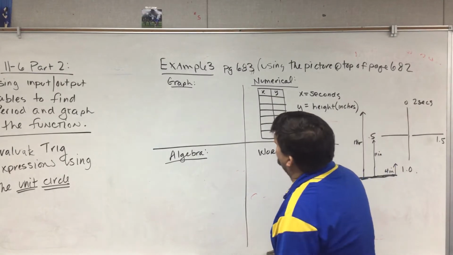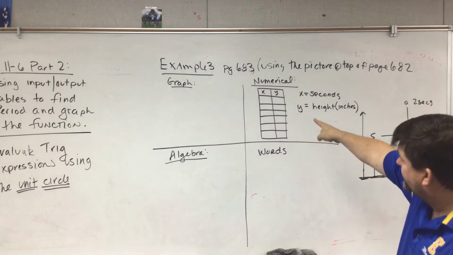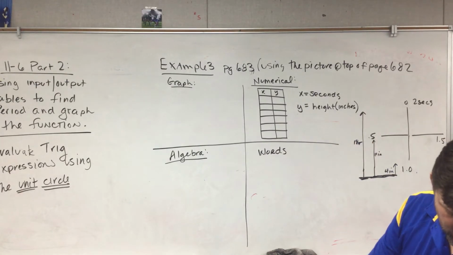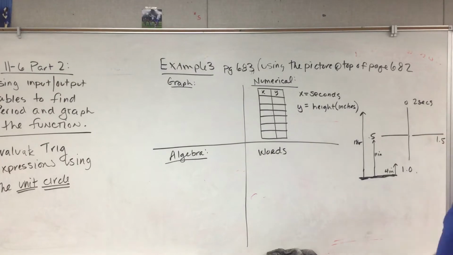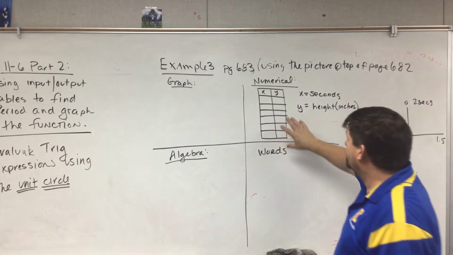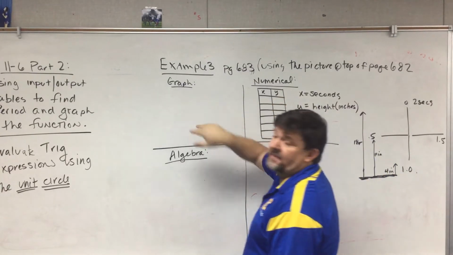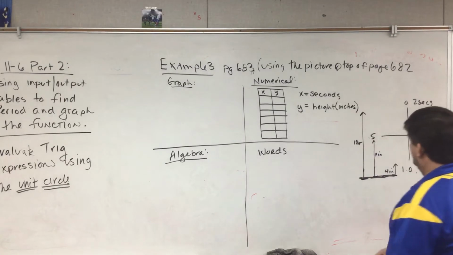So let's talk about what they want. They want us to make a table, which I have drawn up there. We'll make that table, we'll identify the period, and then we're going to graph the function. I would actually do it opposite. I would do the third part. Once we make the table, I would graph it, and then I would use the graph to find the period. That would be the best thing you can do.